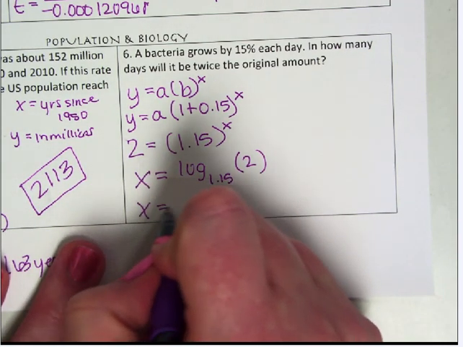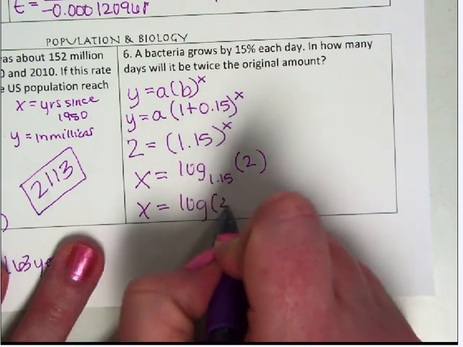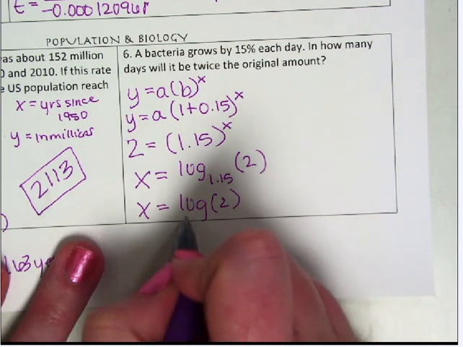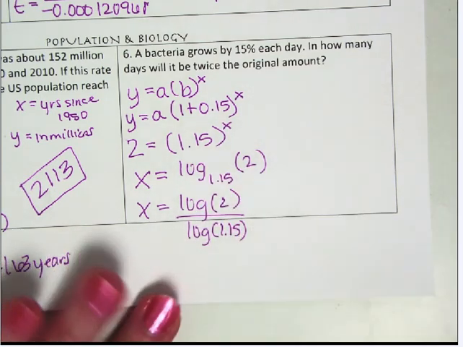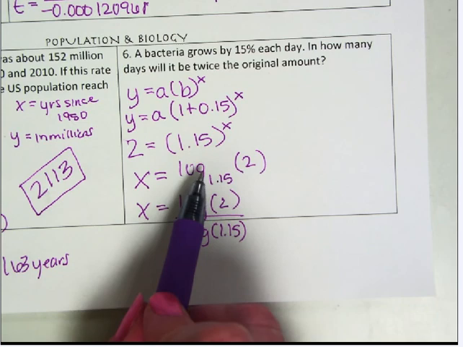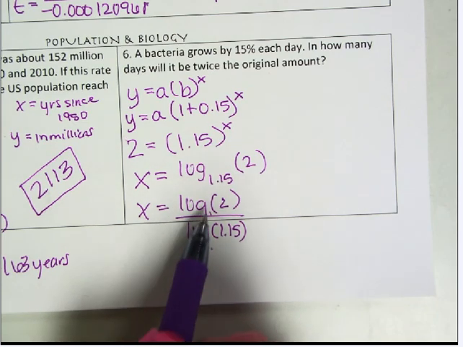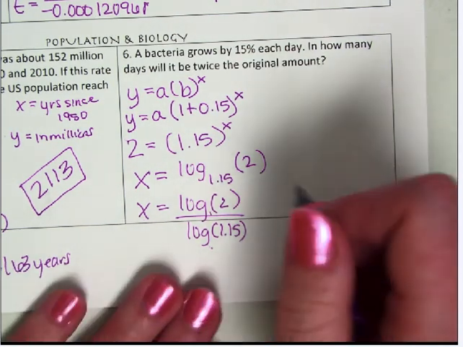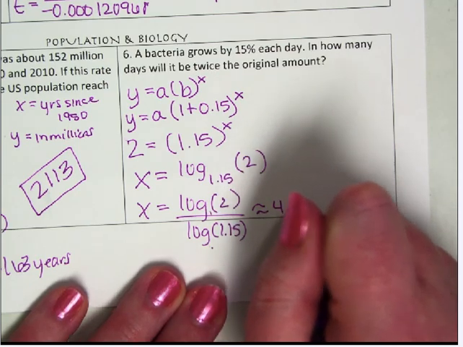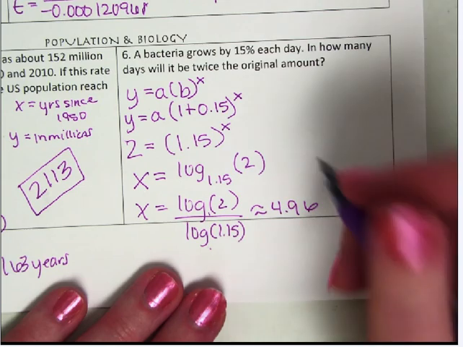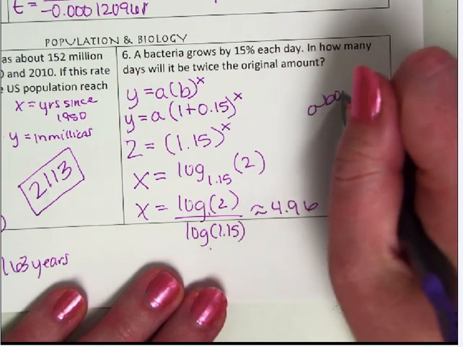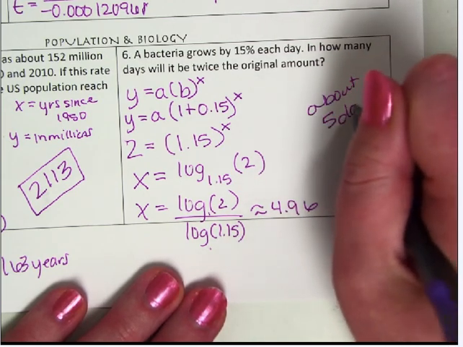You can use the change of base then to write it in a form that your calculator will accept: log of 2 divided by log of 1.15. So what we're doing is using the change of base to write it as base 10. This is approximately 4.96. So our answer is in how many days? Well, it's going to be about 5 days.